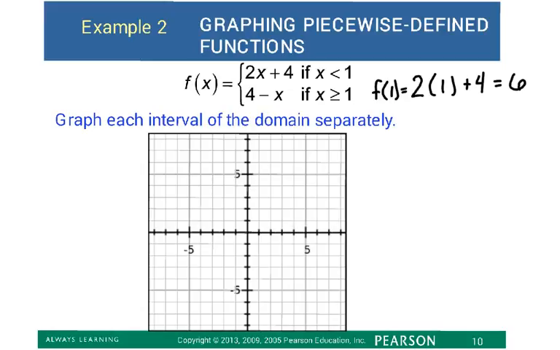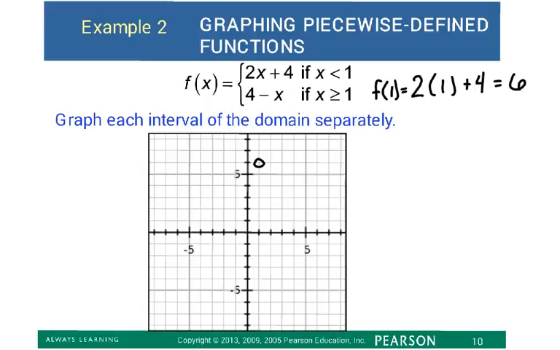So on our graph, at the value of 6 on the y-axis, we are going to put at x equals 1, 6. We're going to draw that open circle, and that is where our 2x plus 4 part of the graph is going to end. And then also that's kind of where the x minus 4 is going to begin on part of another graph.